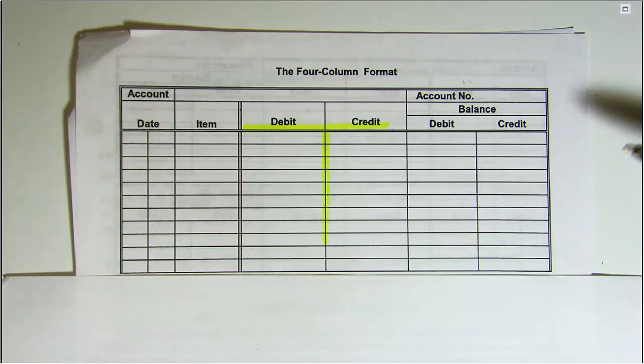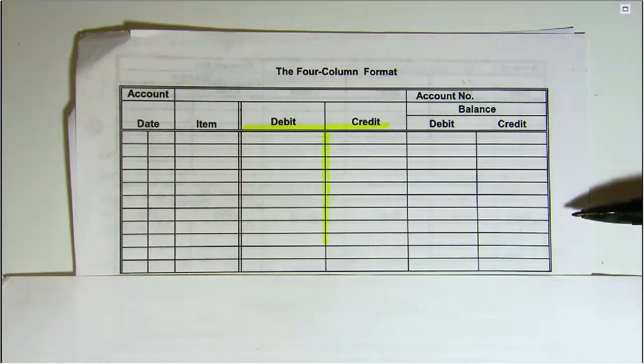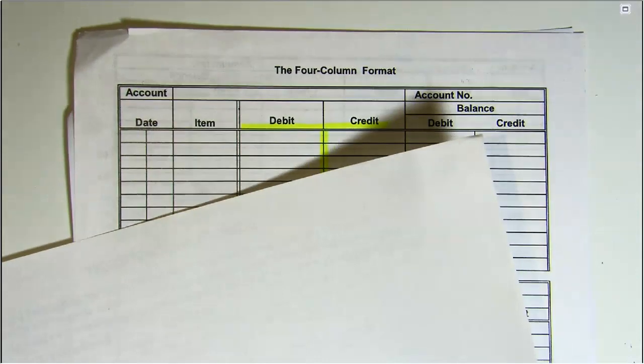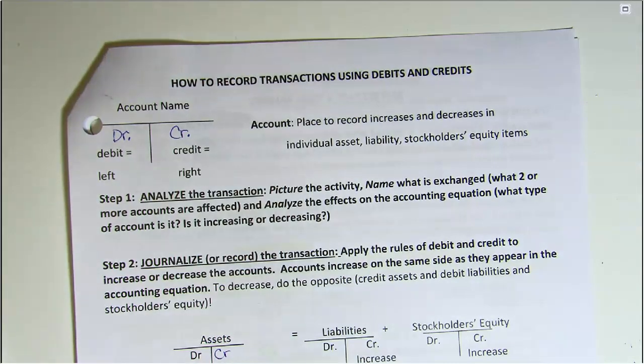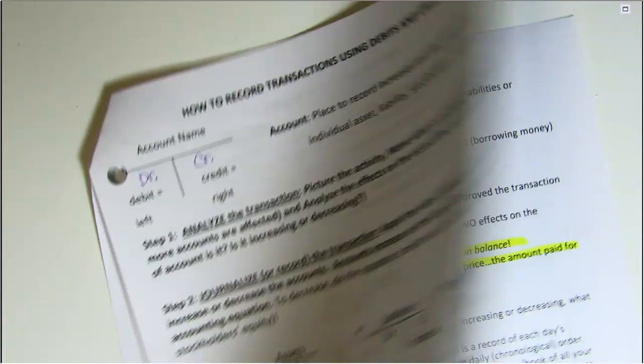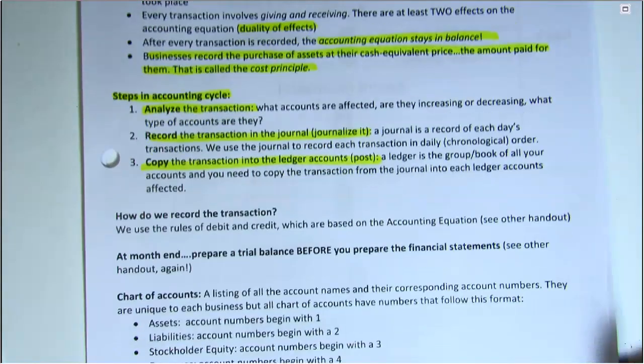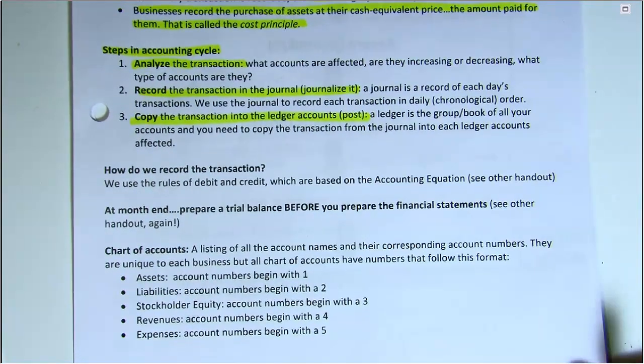Now, as I mentioned, each one of our accounts would have a page like this in a book called the ledger. All the accounts are kept together in a book called the ledger. Now, those accounts are in a particular order, and we're going to flip back to the first page of the Essentials handout to talk about that order. We're going to look at the section at the bottom of the page called Chart of Accounts.